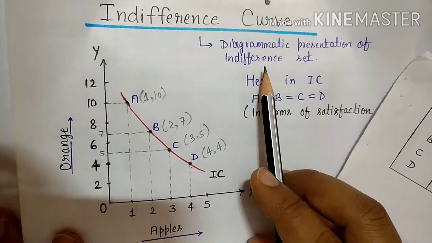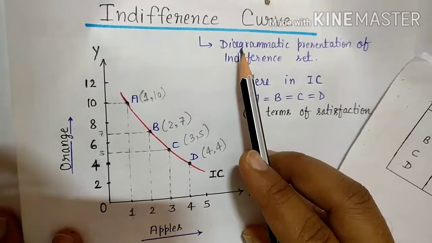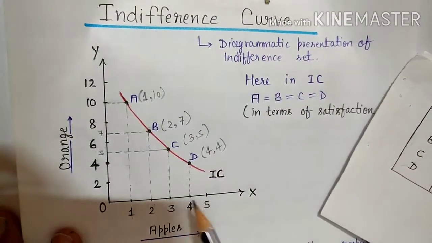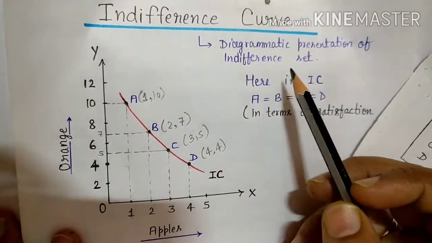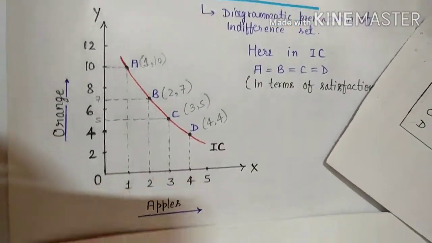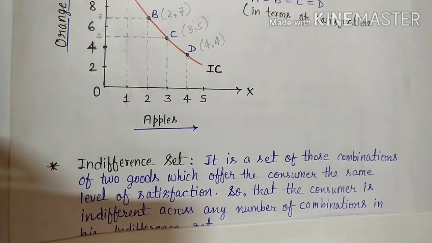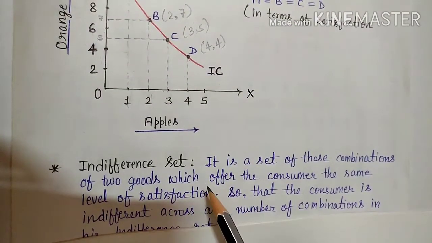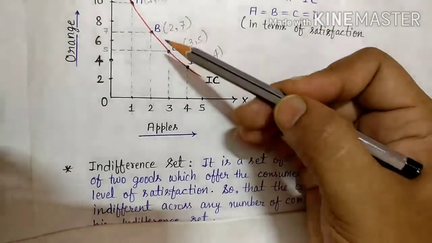Now we have learned that the indifference curve is the diagrammatic presentation of the indifference set. What is an indifference set? Let's learn about it. An indifference set is a set of those combinations of two goods which offer the consumer the same level of satisfaction, as we are getting here: A, B, C, D.